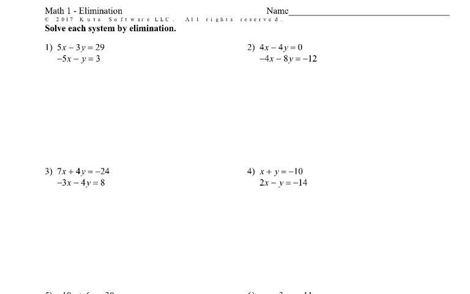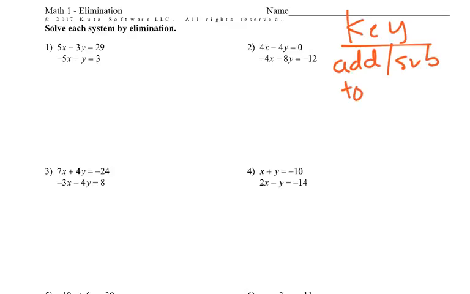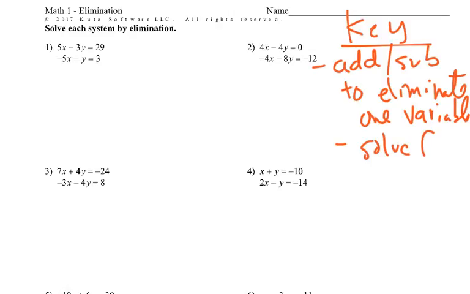Here we go, Math 1, elimination. So let's talk about how we can eliminate. Remember, the key idea here is that we want to get rid of one of our variables. So we're either going to add or subtract to eliminate one variable. Once we do that, then we can solve for the remaining variable.